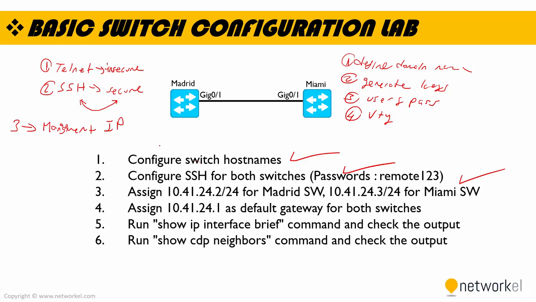Now let's take a look to the fourth step. Fourth step is saying us to assign 10.41.24.1 as default gateway for both switches. What I want to say in here is, in the question you cannot see a default gateway right now. Let's do something like that. Let's say that here is the exit point of this network.